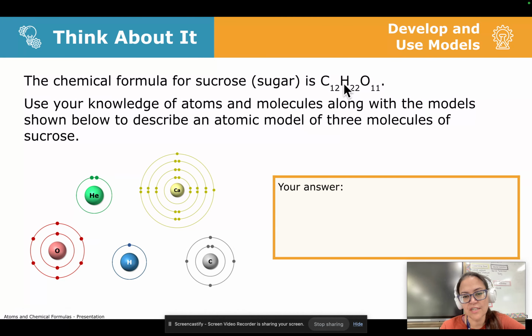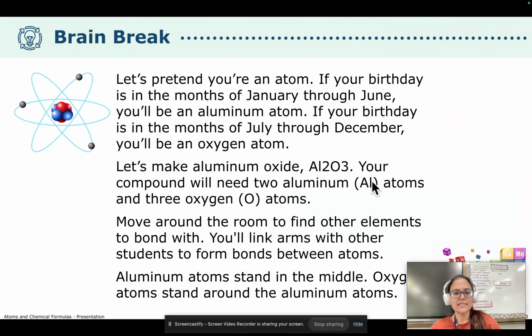And then hydrogen, there are 22 of them. Hydrogen are these blue ones. They're little. So you have 22 of those. And then oxygen, there's 11 oxygens. So you'd have 11 of these. So the model for sucrose would be really big because you would have 12 plus 22 plus 11. So 12 plus 22 is 34, plus 11 is 45, right? So the molecule for sucrose has 45 atoms in it. That is a big old molecule. And again, very tasty.